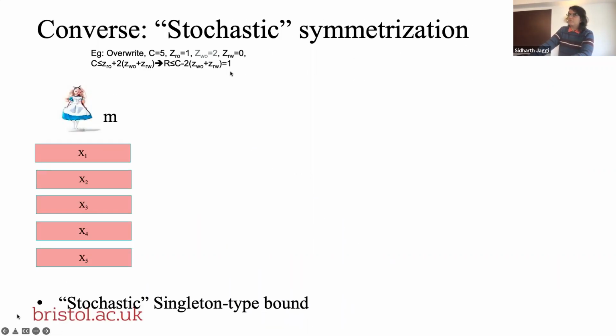So if you want to prove something like this, how do we do it? Well, it's via the so-called stochastic symmetrization. Again, the way to think about this is it's basically like that same deception strategy, but done a little bit more mindfully over here. So what does the adversary do?